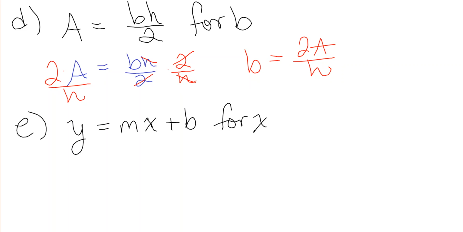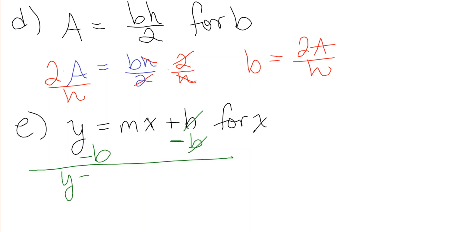Green today. Good times. So I want to get to x. x is being multiplied by m and then added to b. So the first thing that I've got to get rid of is that plus b, because it was the thing that happened last. So I'm going to subtract b from both sides. So that'll add to make nothing on that side. And over here I'll get y minus b equals m times x.